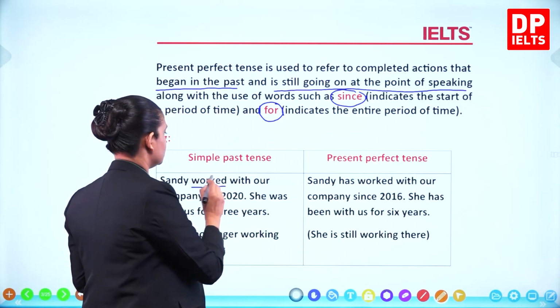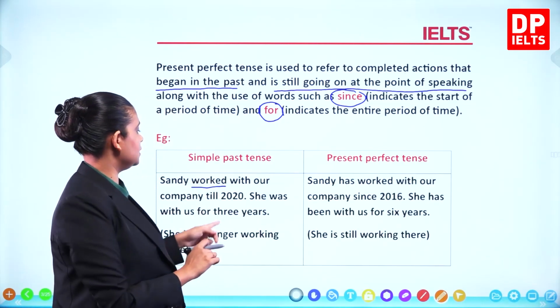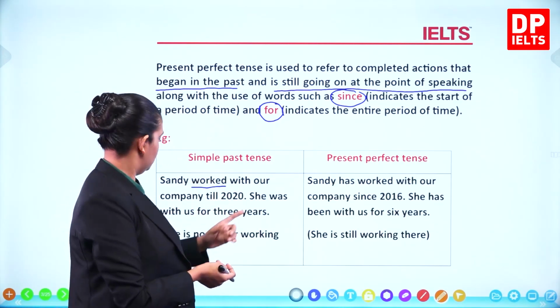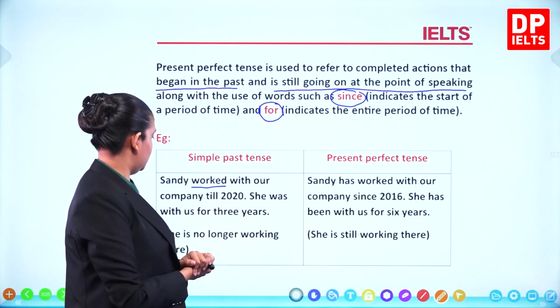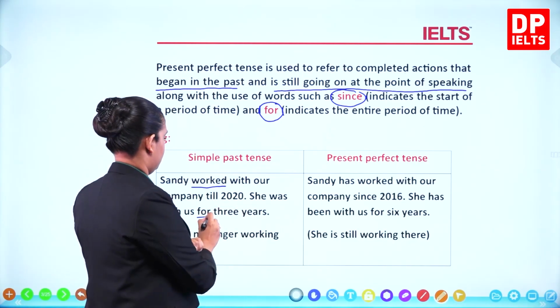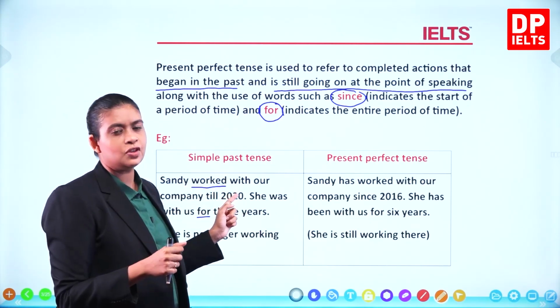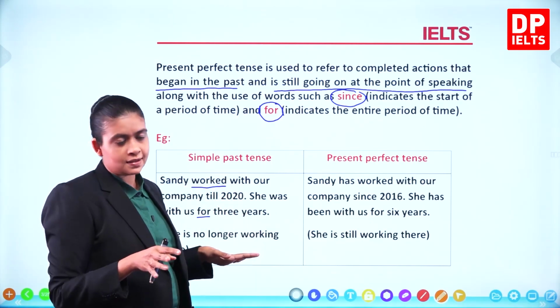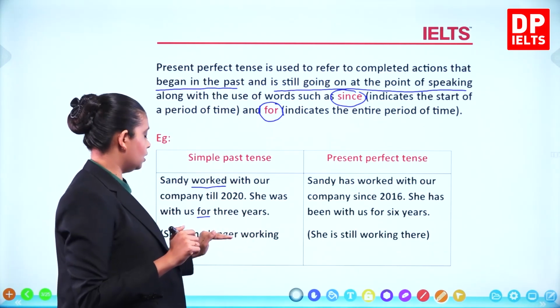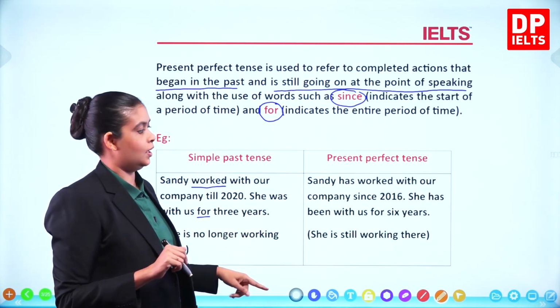Sandy worked with our company till 2020. She was with us for 3 years. So this means that Sandy worked. Okay, so she has worked with us and she no longer works there.